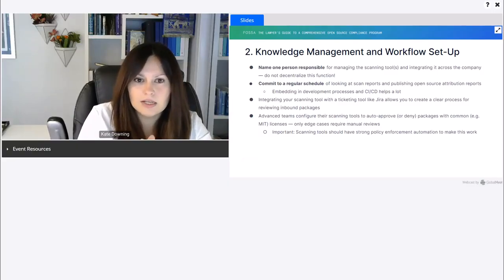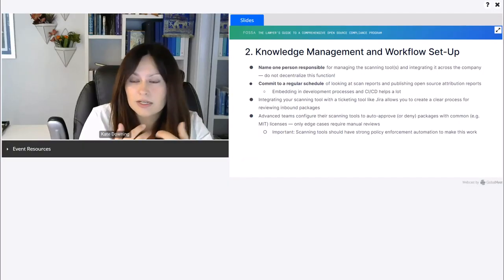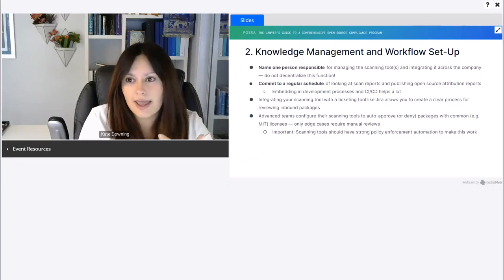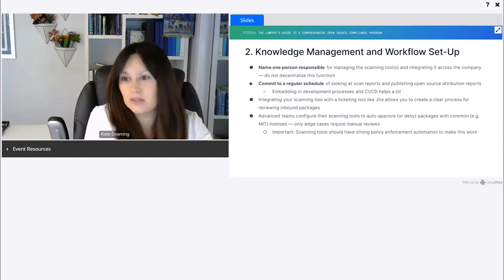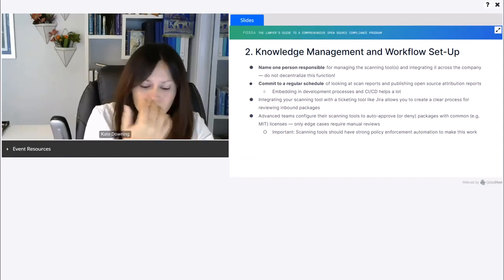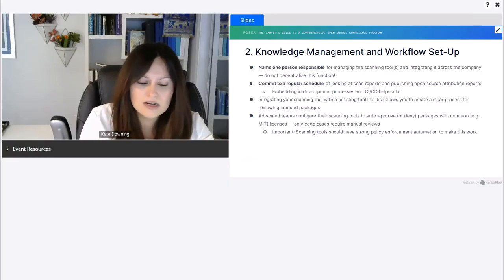I will also say that these scanning tools produce a wild amount of results, and they don't function as knowledge management. They'll show you a snapshot of what's going on today, but it's not going to be a place where you go to look for something historical, like what was in this product 3 years ago. You need something else as your record of the knowledge of what you shipped in your product. It has to be something else that's outside of the scanning tool.